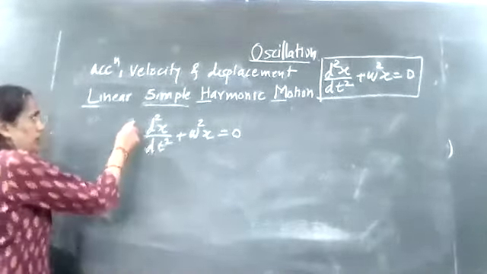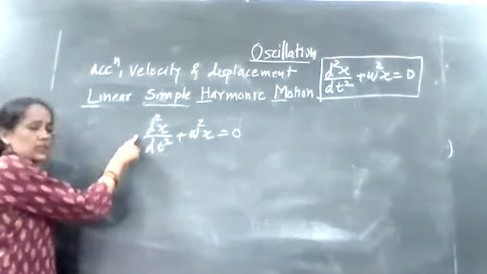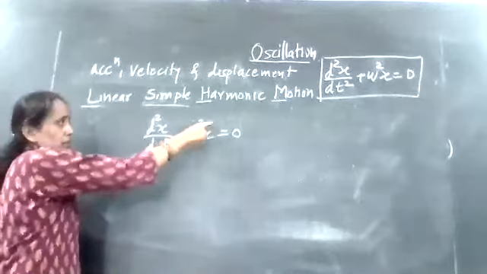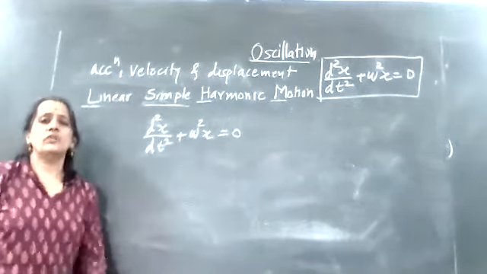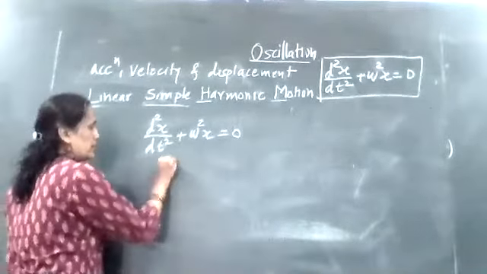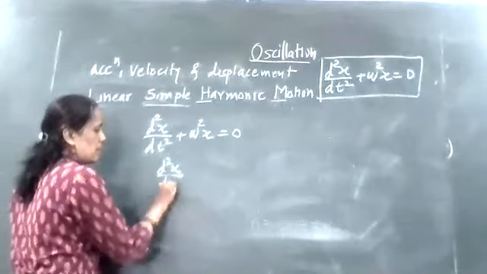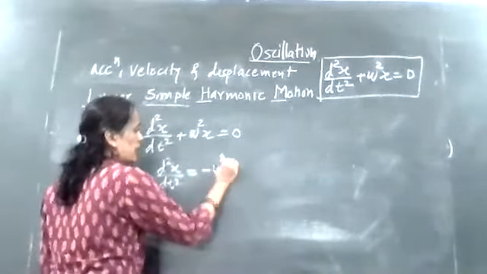Okay, so we have to start from the differential equation. What is our first step? The differential equation of linear SHM is, first you have to write the differential equation. From the differential equation, what do I write? d square x by dt square is equal to minus omega square x.